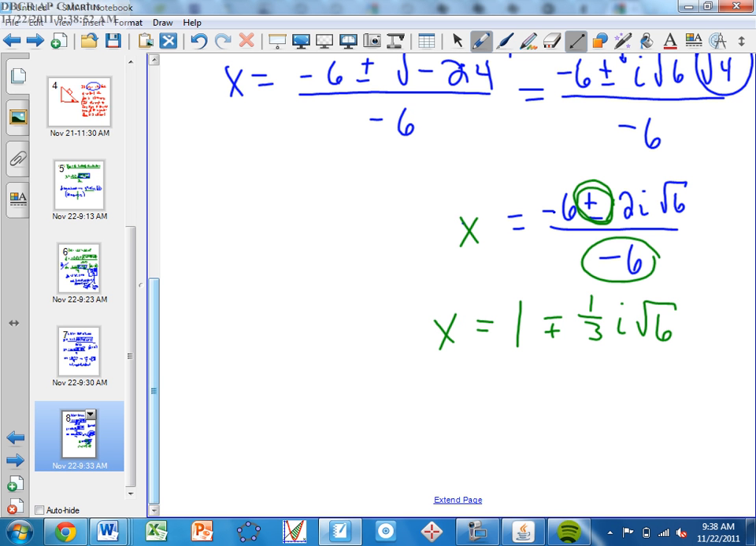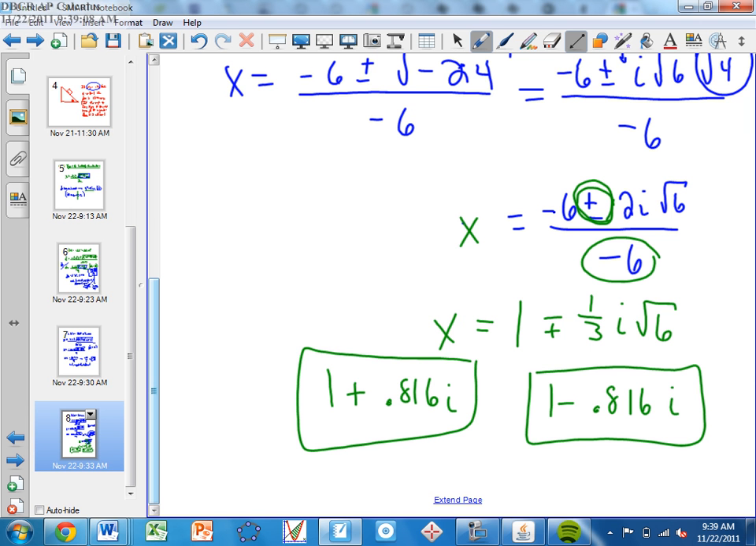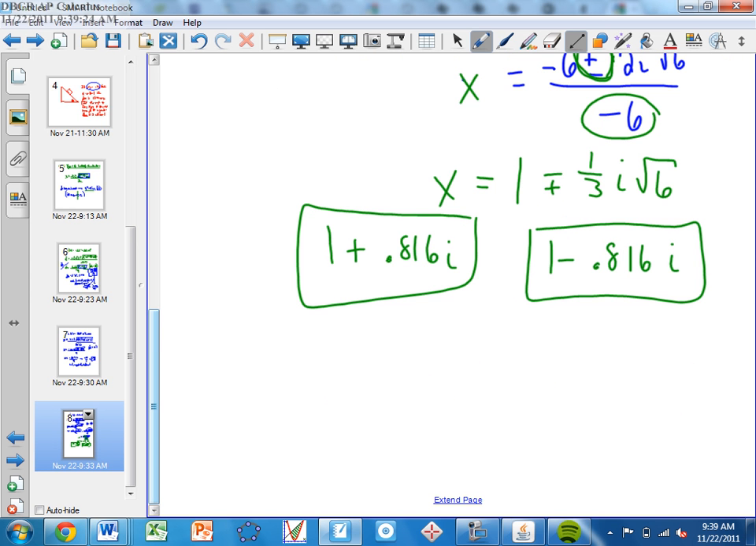Now, if we are to simplify this, we'll see that our answers will turn out to be 1 plus 0.816i and 1 minus 0.816i. Now, these two values, again, the 0.816 is just the square root of 6 times by 1/3. The square root of 6 times by 1/3. These two values, what are they? How can I classify them? Give me some words to describe them with. Imaginary, that's one. Derek, another.